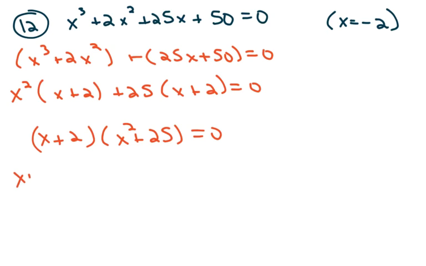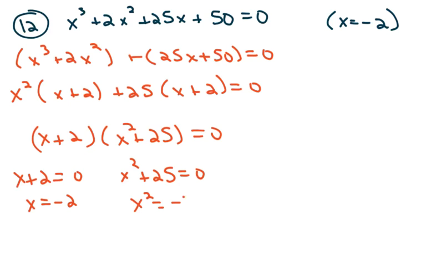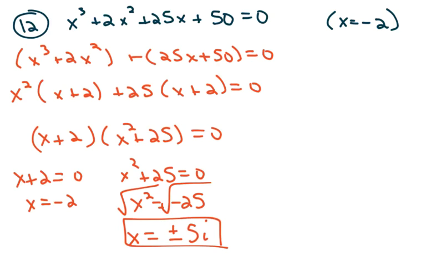Well, we already know that using the zero product property, one of the solutions is negative 2. But the other two solutions are going to end up being imaginary, which if you graphed it, you would have already figured out. So if you solve this by setting it equal to 0, you're going to get x squared is equal to negative 25, and when you square root a negative, you're going to get an imaginary, and don't forget that it's plus or minus 5i.